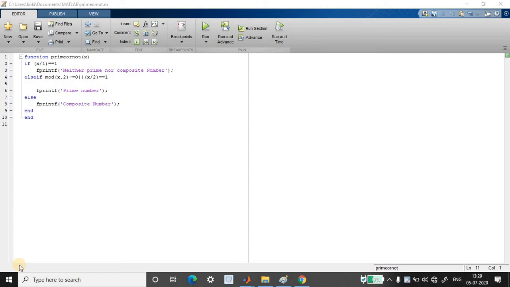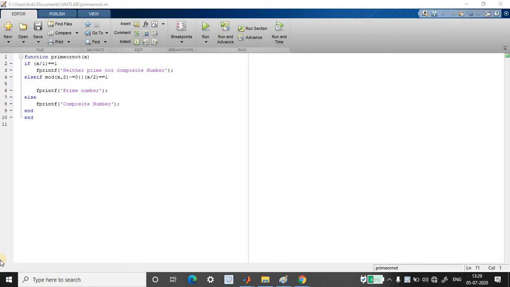This is the 100-day challenge on Matlab. The task for today is we are just going to find whether the given number is prime or not. If it is not prime, then it is a composite number, and there is also only one number which is neither prime nor composite, that is 1.